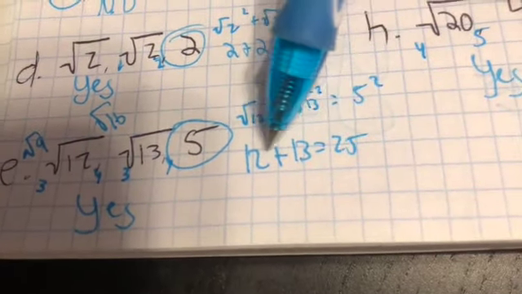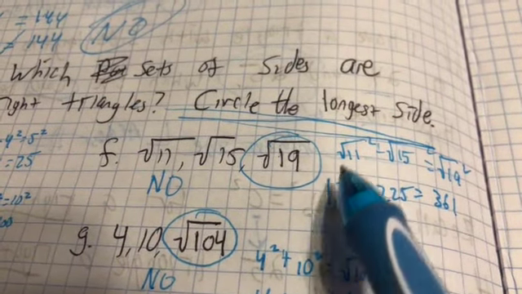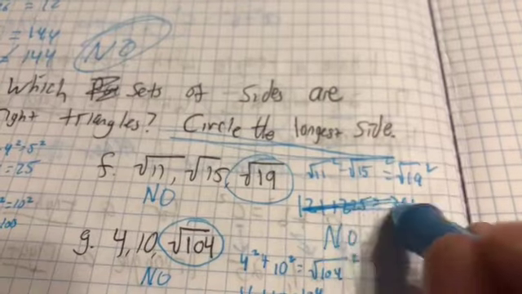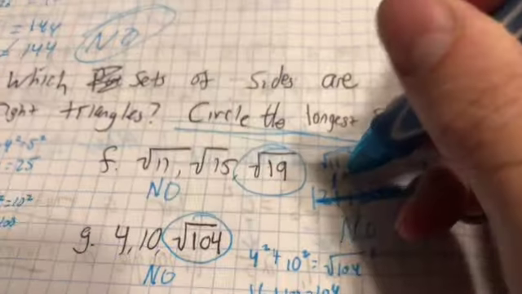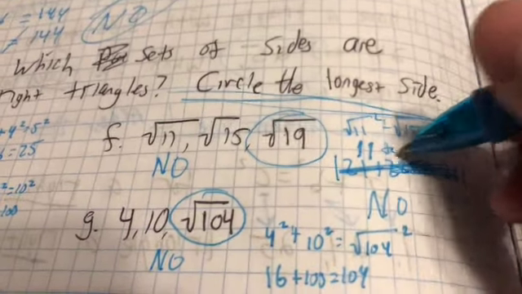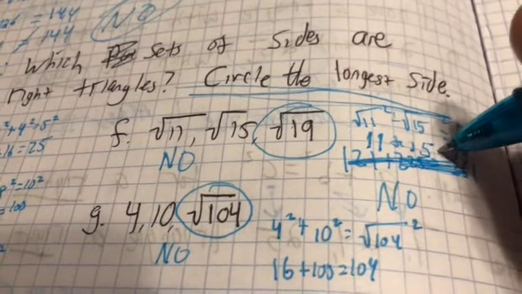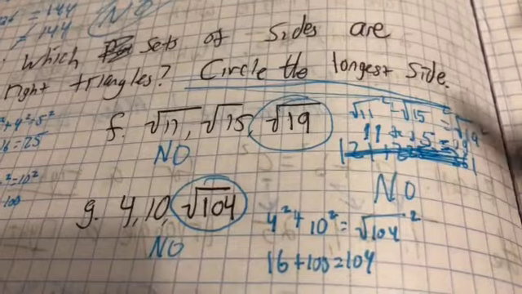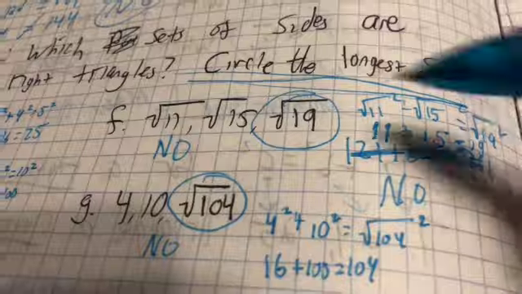And over here on the right, it's really more of the same reasoning. 11, root 11, root 15, and root 19. Square root of 11 squared is the... Oh, I messed up my math. Hold on. The square root of 11 squared is 11. Square root of 15 squared is 15. And the square root of 19 squared is 19. So does 11 plus 15 equal 19? The answer is still no, because 11 plus 15 is not 19.